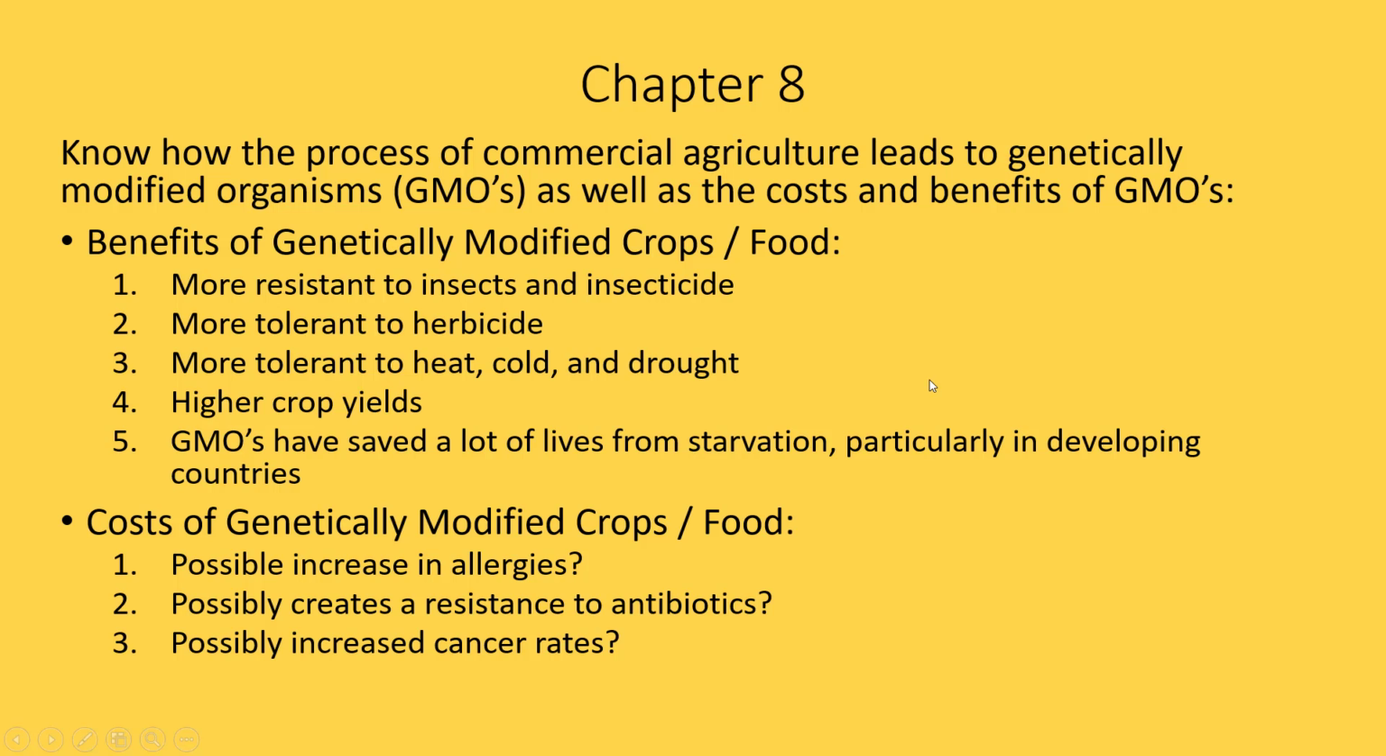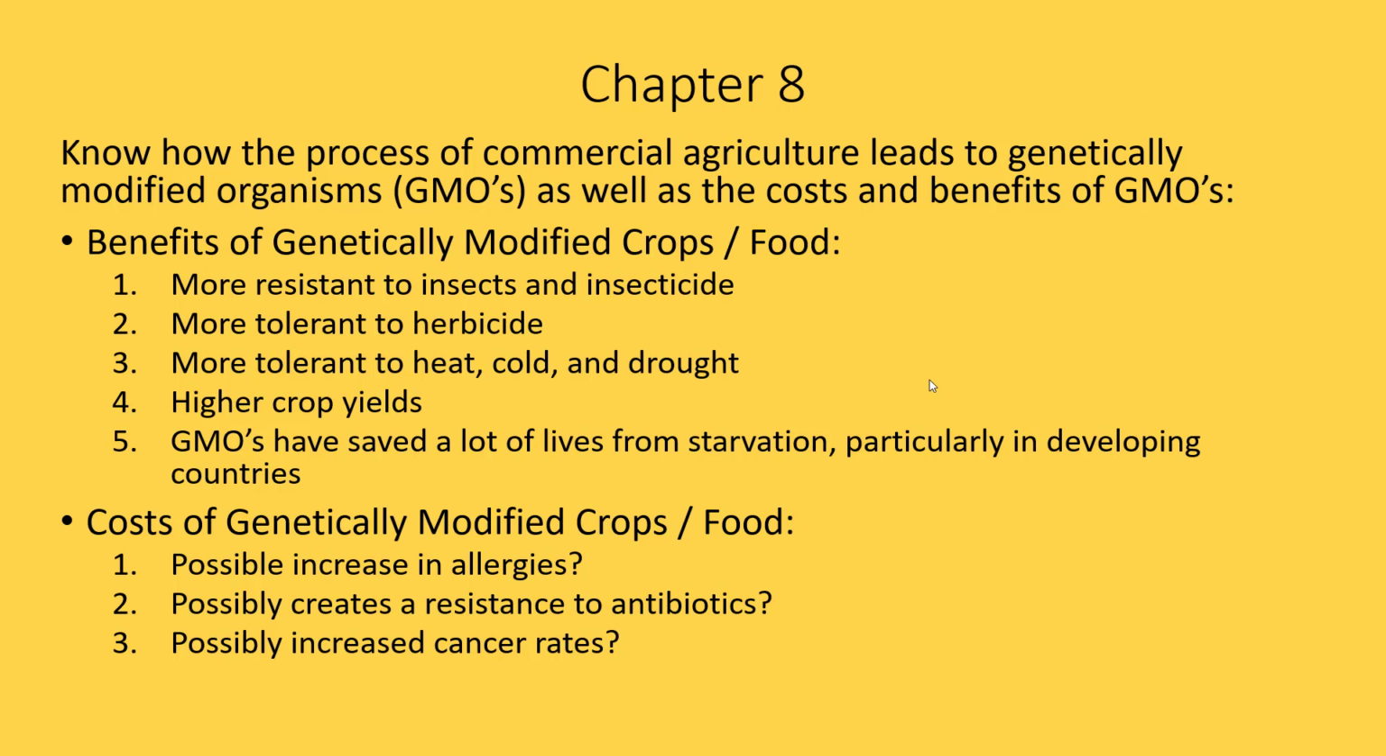All right, and then chapter 8, our final chapter, know the process of commercial agriculture and how that leads to genetically modified organisms. Remember that with commercial agriculture, you tend to plant crops in these long rows that cover large acres, and then you tend to cover those crops with a chemical fertilizer that will make them grow into big nitrogen-rich plants, which attract a lot of insects. So you've got to cover the plants with pesticides, and then you have to cover the plants again with herbicides, right? And that can all destroy the plants.